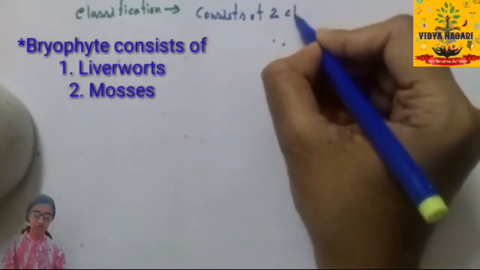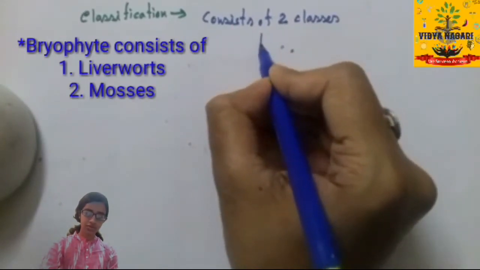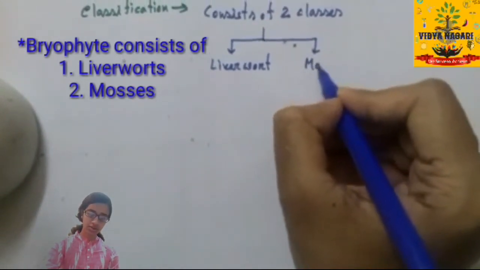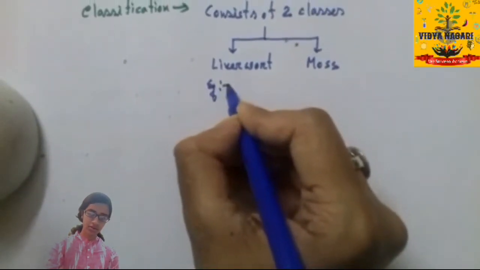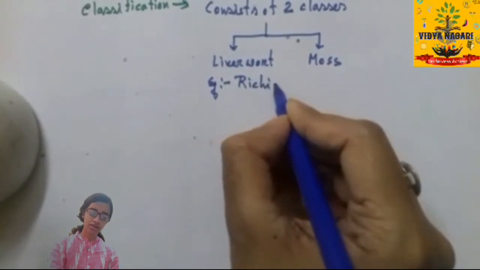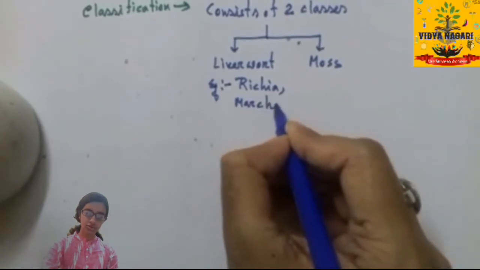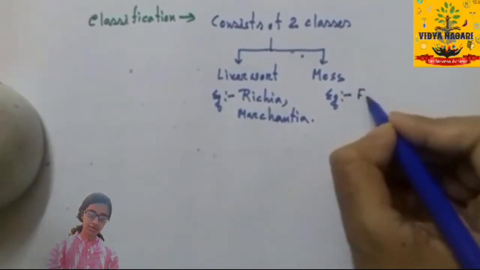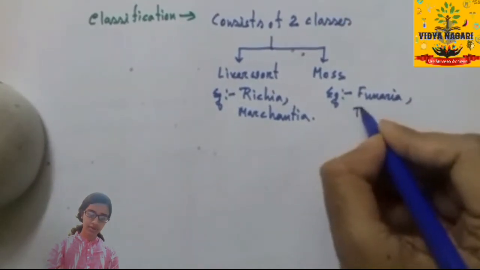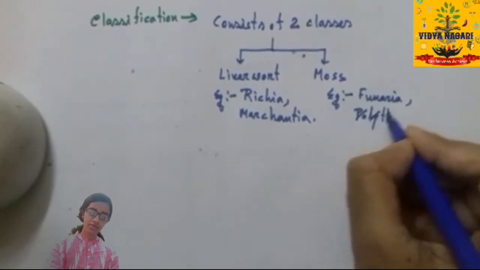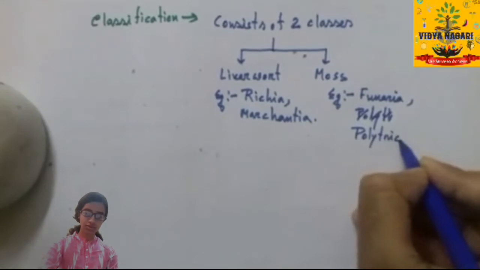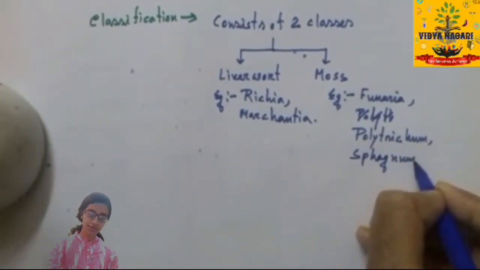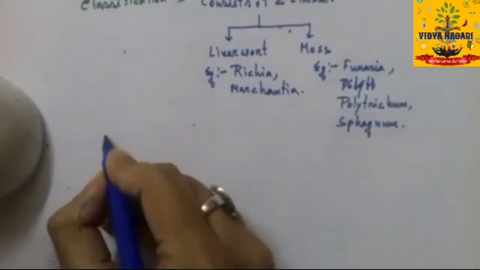There are two classes, the liverworts and mosses. Examples of liverworts are Riccia and Marchantia, and examples of mosses are Funaria, Polytrichum and Sphagnum. Now liverwort.